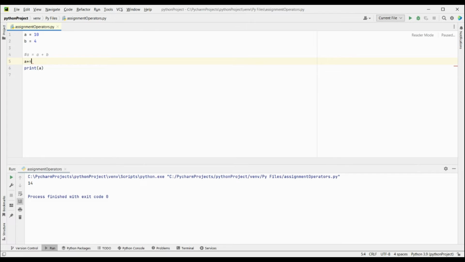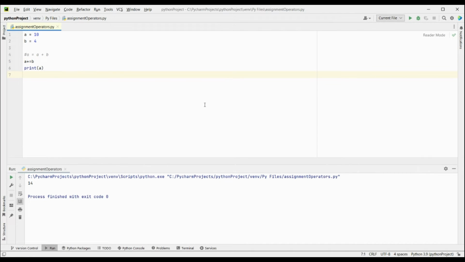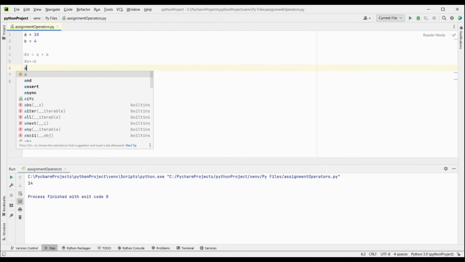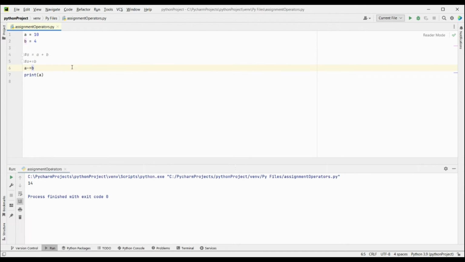This statement can be rewritten as A plus equals B. This is equivalent to the previous statement and will return the same output. Testing the minus operator as A minus equals B. This is equivalent to A equals A minus B. When executed, it prints the value of variable A as 16.